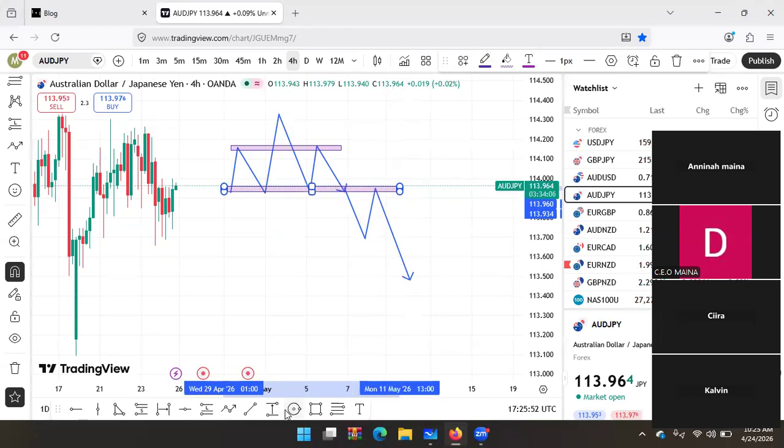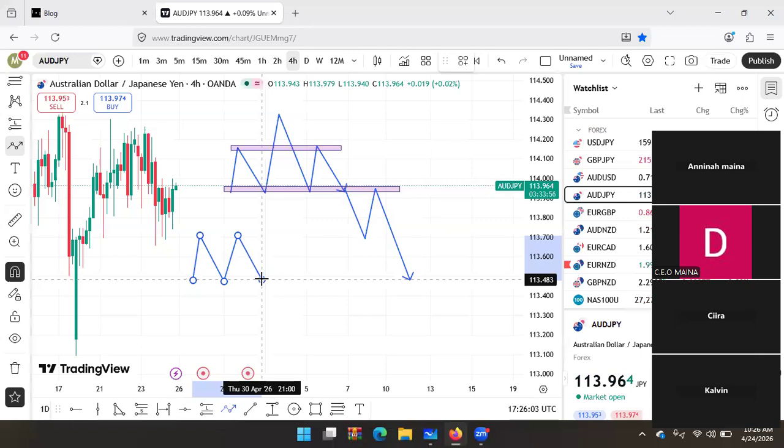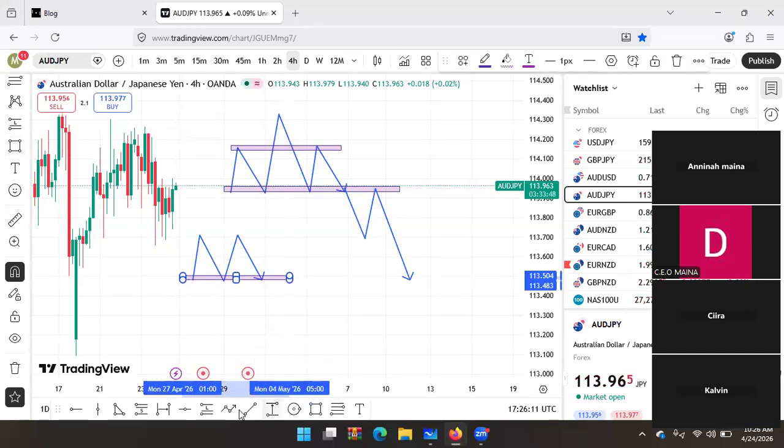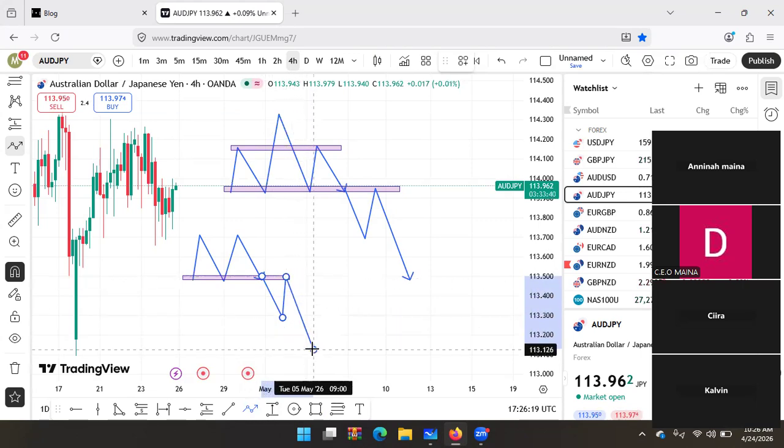The same thing will happen with a double top. For this double top, one, you have to wait for a breakout out of this neckline, a breakout, a retracement for more sales.